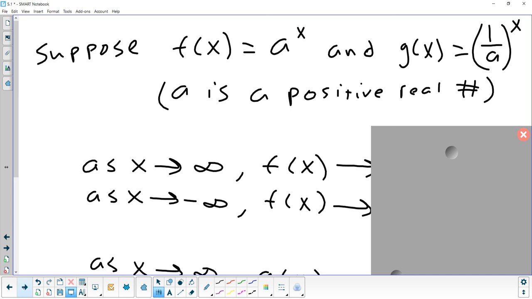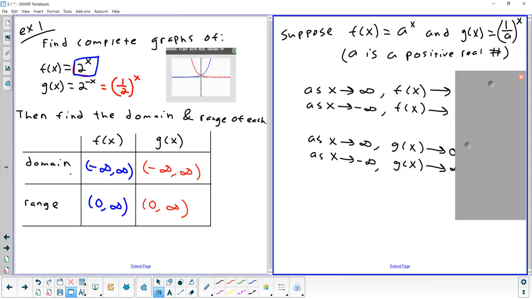Okay. So now let's just think about this a little bit more generally. Instead of 2 to the x and 1 over 2 to the x, let's pretend the base is any positive real number you can think of. And if you need to think specifically of the graph of 2 to the x, that's fine. But let's think first about this type of graph. That's an exponential growth graph.